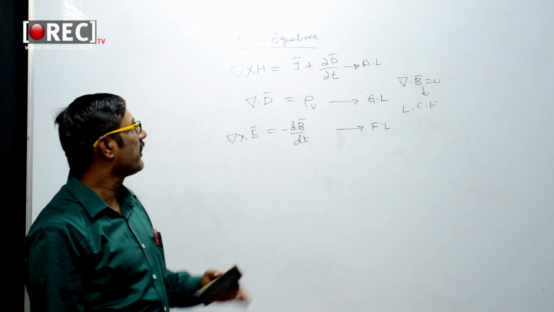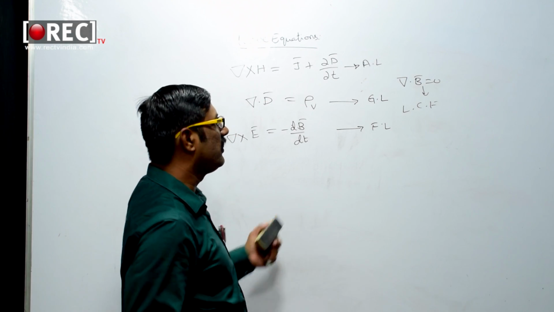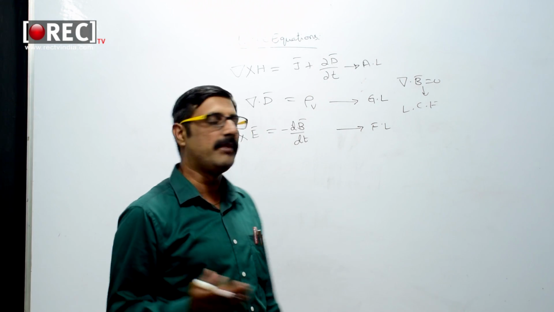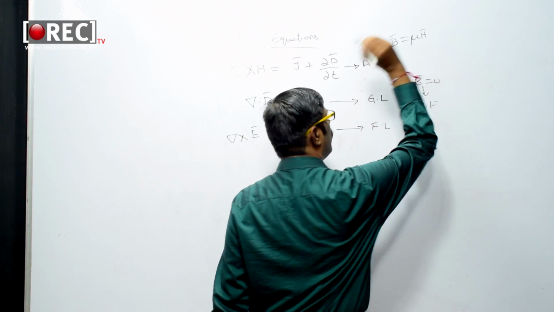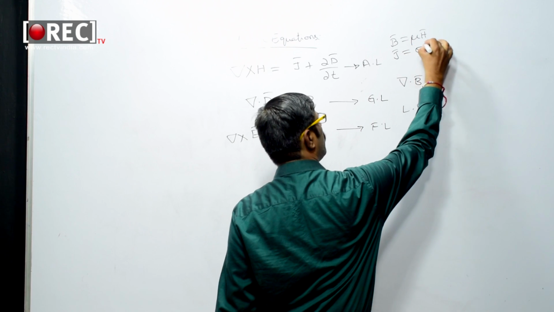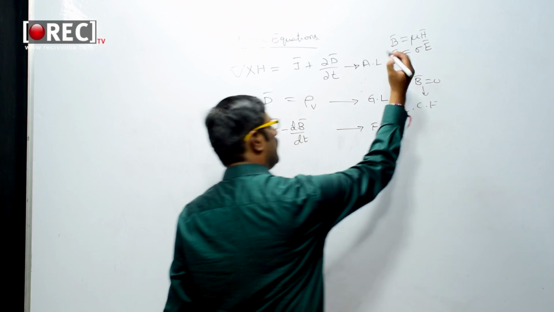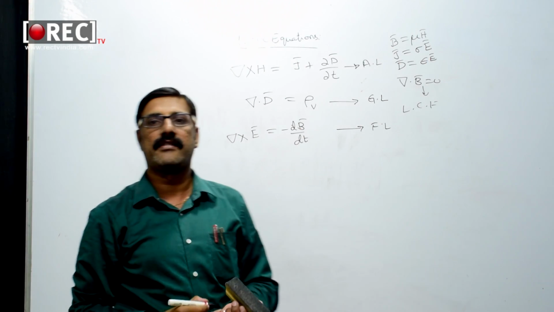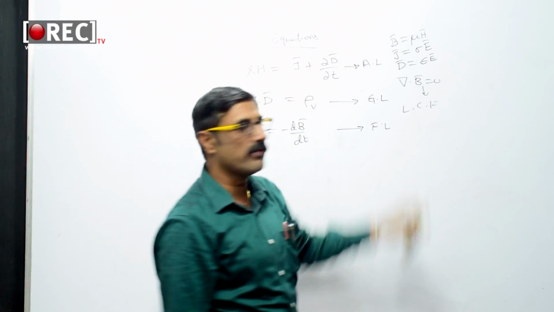Now let me derive the wave equations first for free space. Before going to the wave equations, let me give you some auxiliary equations in terms of J bar, E bar and B bar. B bar equals mu into H bar, where mu is the permeability of free space. Next, J bar equals sigma into E bar, where J is the current density and E is the electric field intensity. And lastly, D bar equals epsilon into E bar, where D bar is the electric flux density and E bar is the electric field intensity. These are the supplementary equations which we are going to use.